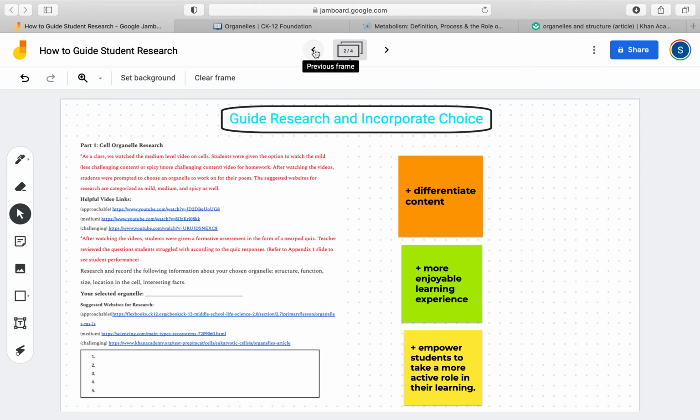So to summarize, creating a differentiated research guide can help students get a head start on their research projects while also incorporating student choice and increasing engagement. You can differentiate anything to help them for their research projects, such as articles, videos, or research questions.